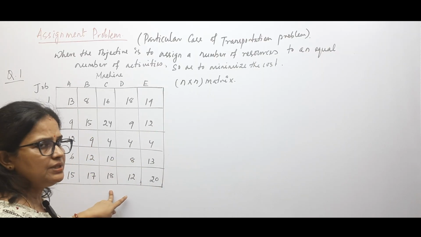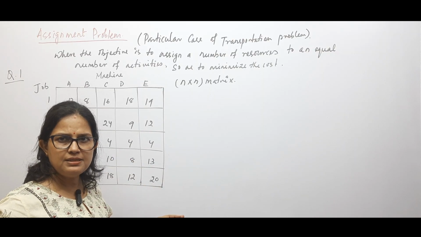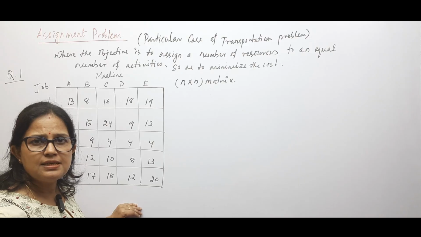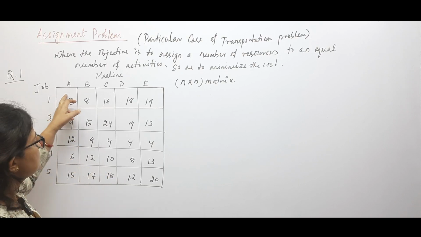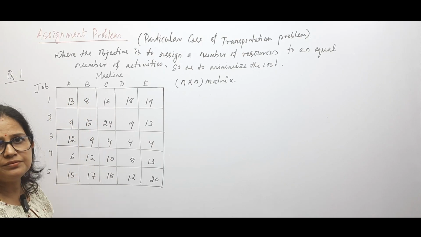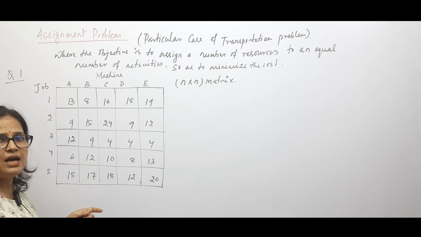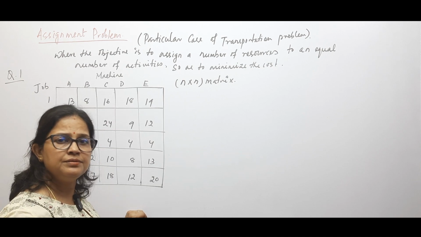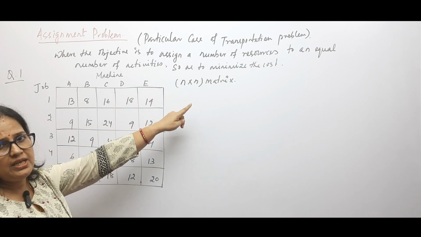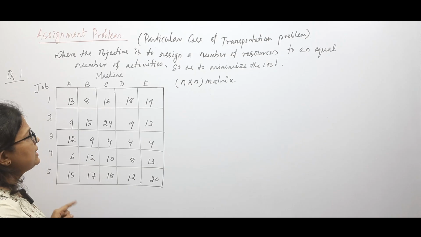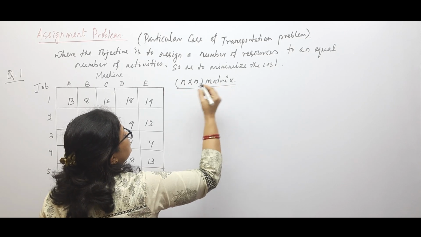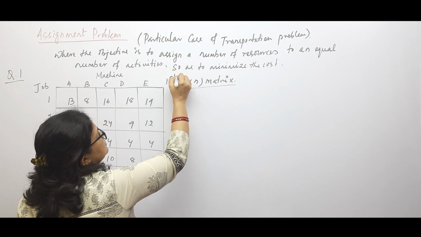Here we will first discuss one example of a balanced case, then we will take an unbalanced case to discuss. So let us take this example. This is a balanced case, as we all know. There are 5 machines and 5 jobs, 5 columns and 5 rows. So let us see how we are going to solve the assignment problem. The first step is to check the n into n matrix. Then the second step is row reduction.